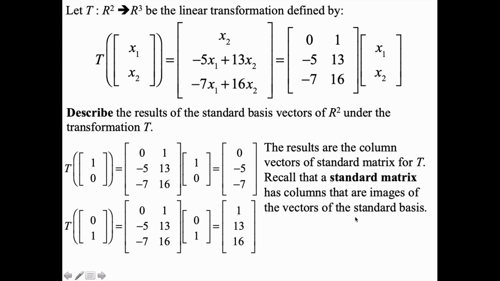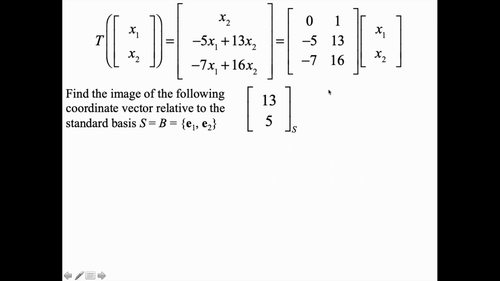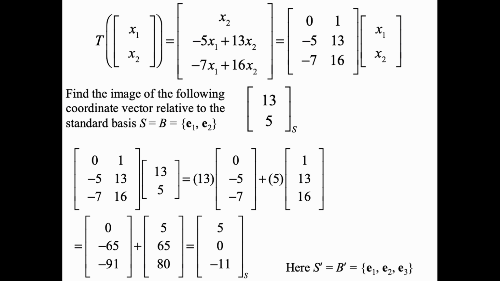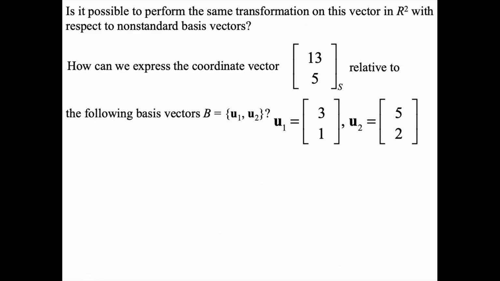We also mentioned that the standard matrix has columns that are images of the vectors of the standard basis. Once again, we went back and we looked at transforming 1, 3.5, and we transformed it into a vector in R3, and we got 5, 0, negative 11. Again, this was all done relative to the standard bases that we're accustomed to, e1, e2, or i and j, and e1, e2, e3, or i, j, and k. But now the question comes up, can we do this type of transformation, getting the same results, but just expressing ourselves in terms of other bases? And the answer is yes.